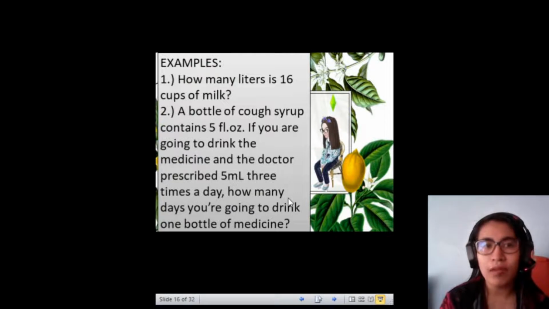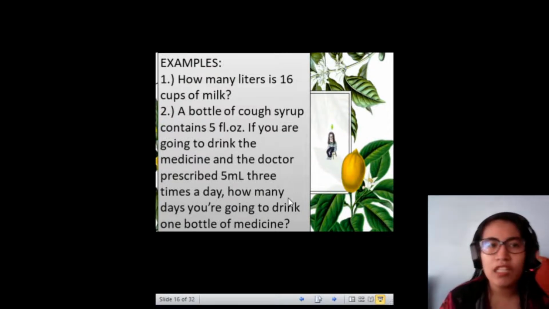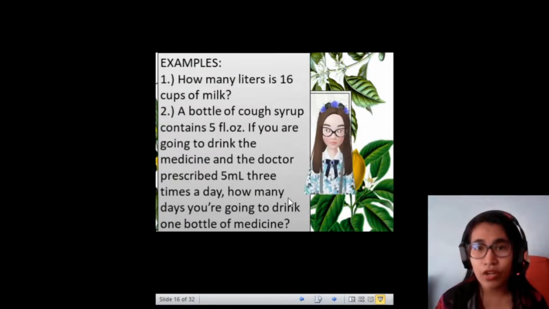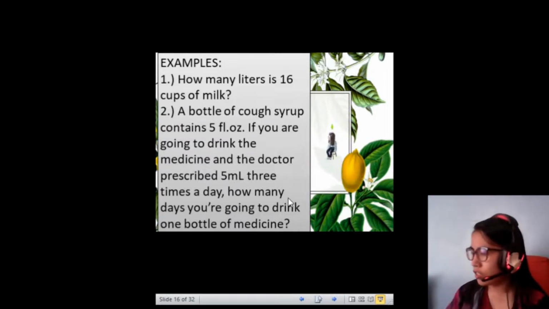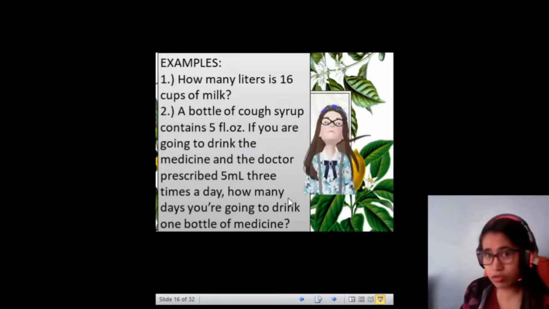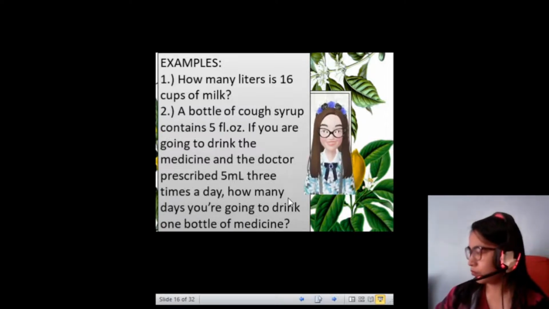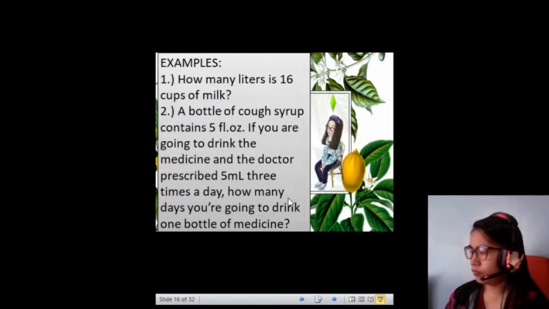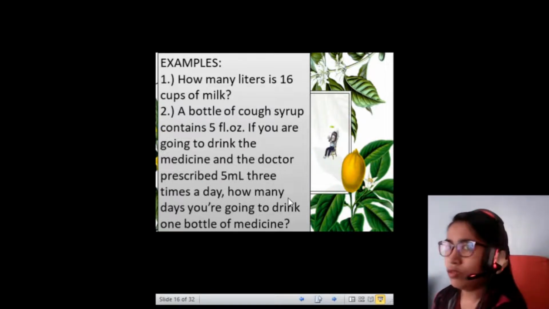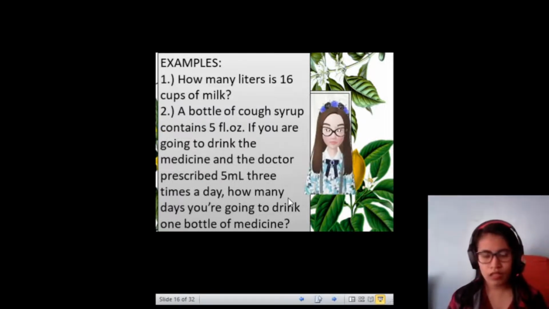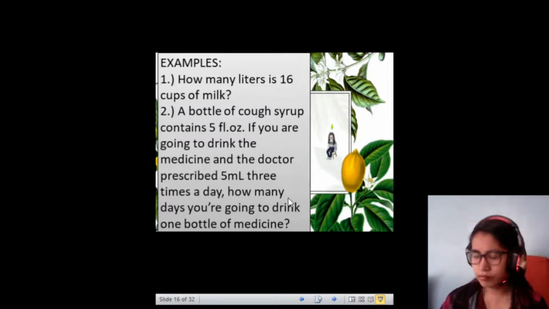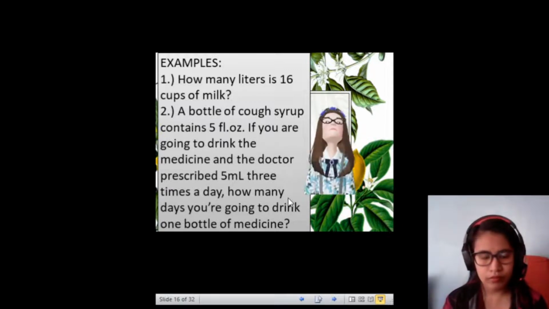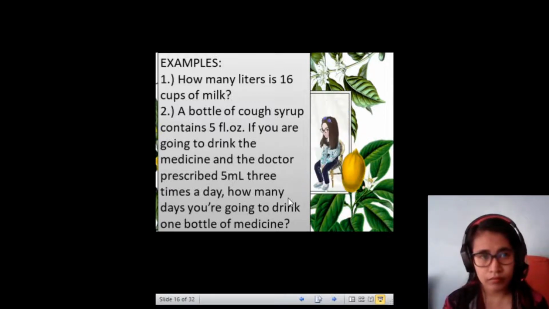Okay, we have here some examples. How many liters is 16 cups of milk? So again, we need to solve that. How many liters is 16 cups of milk? Knowing that 1 cup is equal to 0.28 liter.